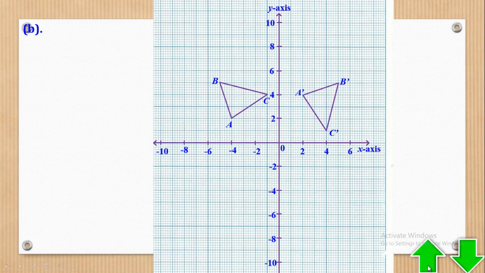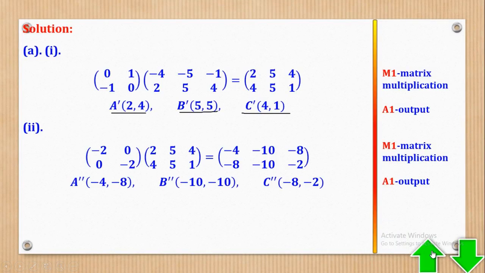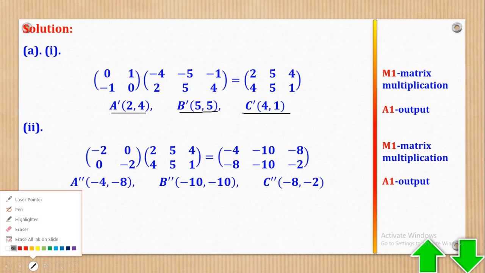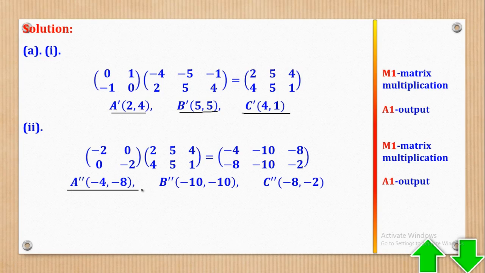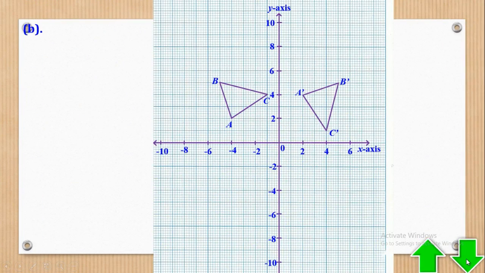What about A double prime, B double prime, C double prime? So A double prime is that, B double prime is that, and C double prime is that. So let's also plot them. So that was part B. Now we shall go to part C, Roman 1.